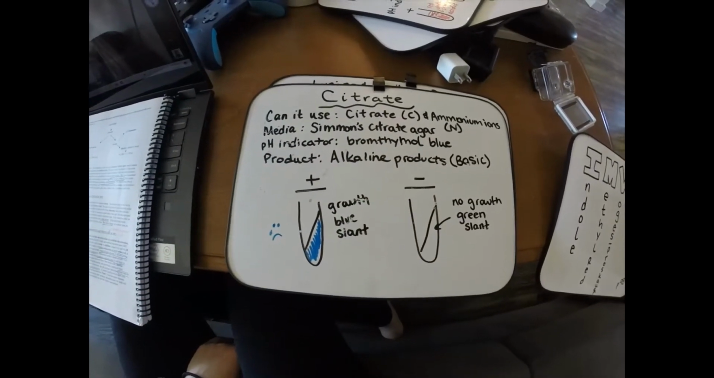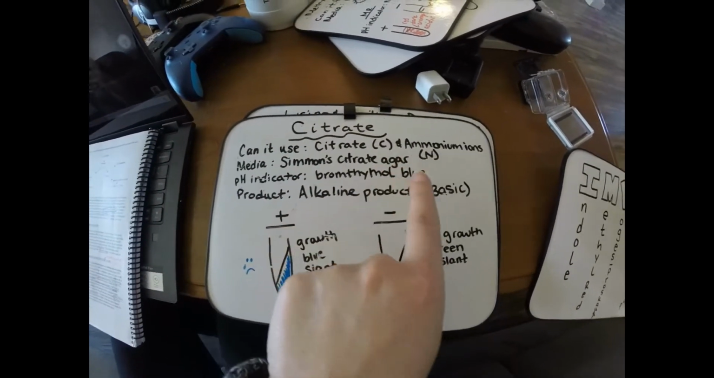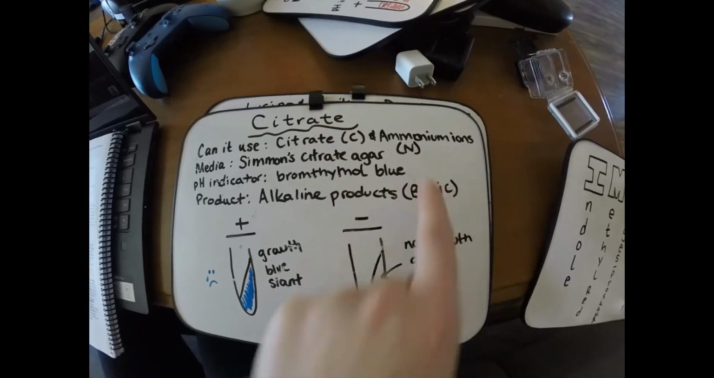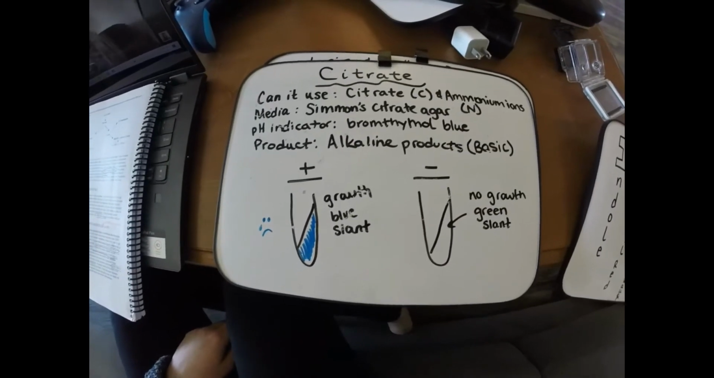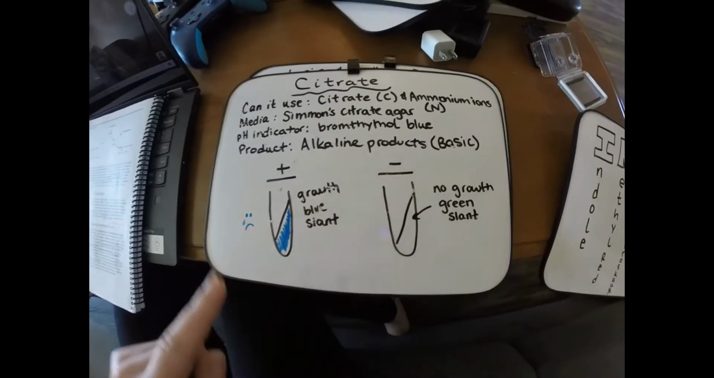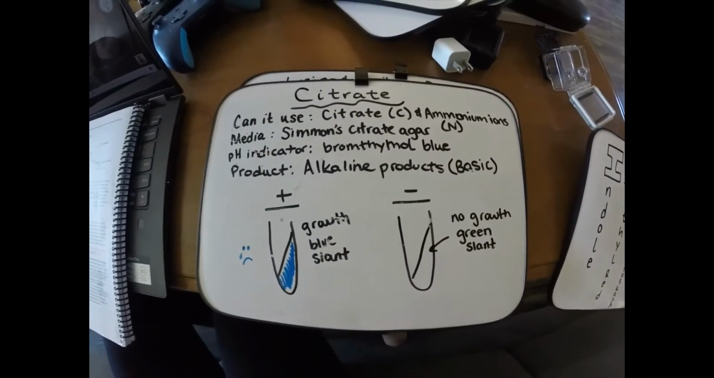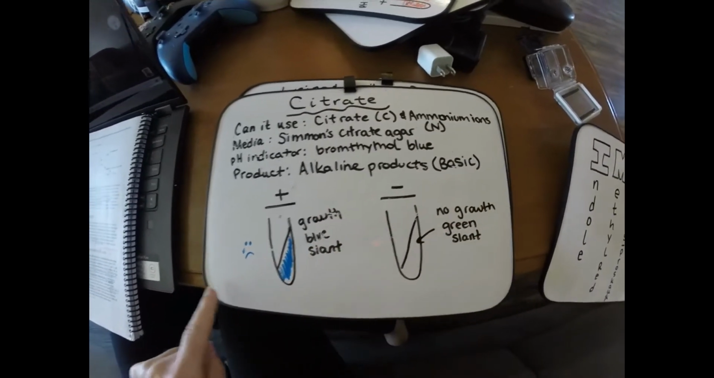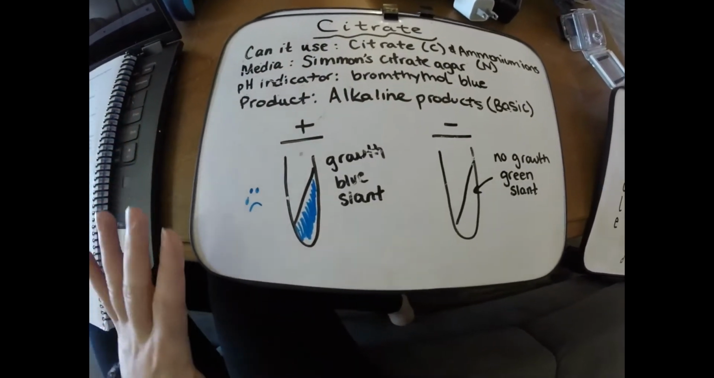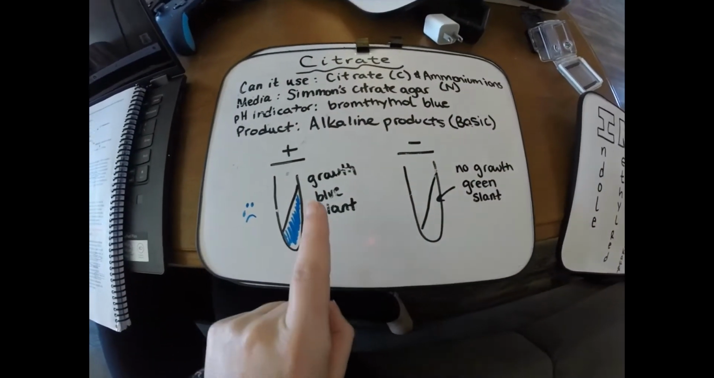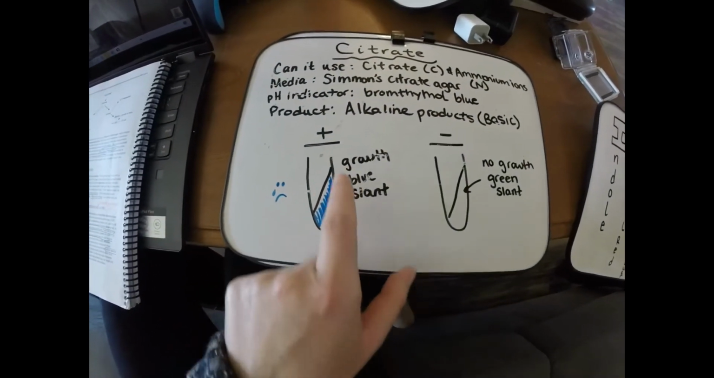What we're looking for is, can this bacteria use citrate for a carbon source and ammonium ions as a nitrogen source? And we have a pH indicator, which is bromothymol blue. And we're looking for alkaline products. So she's basic. She's going to Starbucks, she's having a good time, drinking her frappuccino. So very, very basic. So if it's positive, it's going to turn blue and you're going to see growth on your slant. And it'll be a blue slant with growth on it.